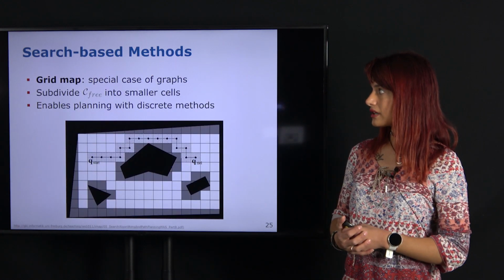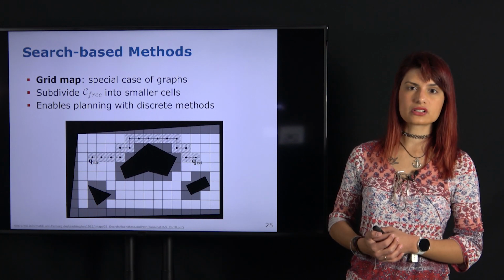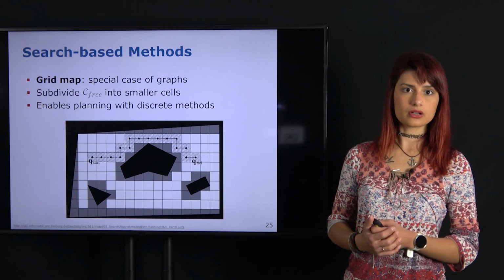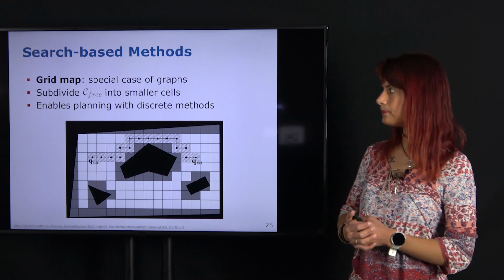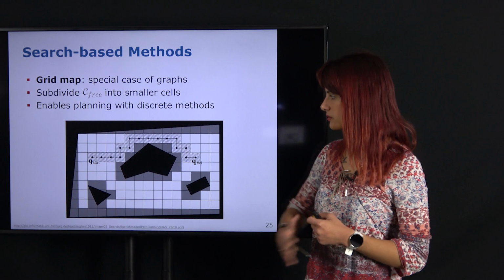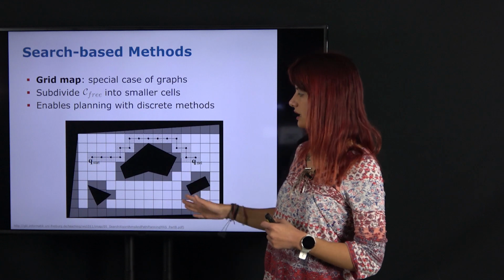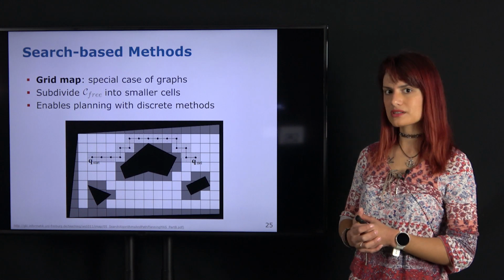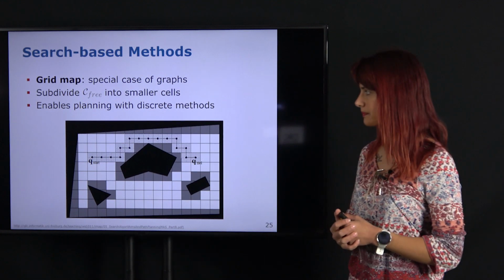Another way of generating the discretization for search-based methods is using a grid, which is a special case of a graph. So here what we do is we overlay a grid on top of our configuration space in order to capture its connectivity in a uniform way. So here is an example. We have, again, some polygonal obstacles. We have a start and goal configuration. And what we did is we simply overlaid the grid at a fixed resolution and found a discretized version of this state space. So here each cell is actually associated with a configuration.